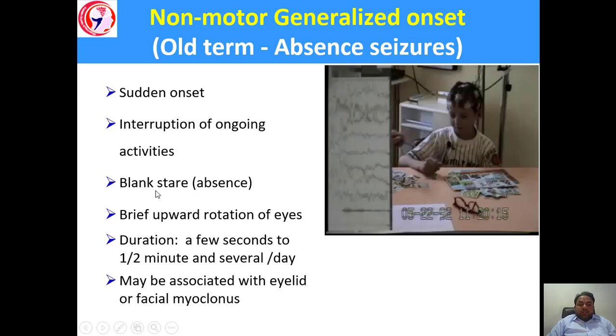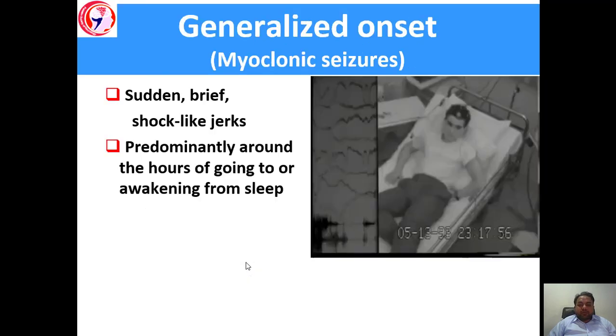In this type of seizure, the patient becomes blank, so he stares for a few seconds. Duration is a few seconds to half a minute. It can occur many times a day, may be associated with eyelid twitching only, and other movements do not occur in absence epilepsy.